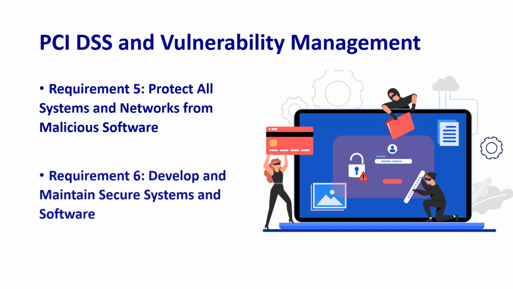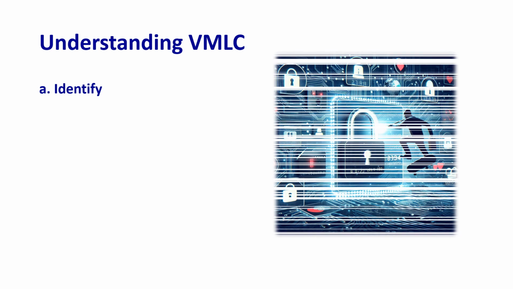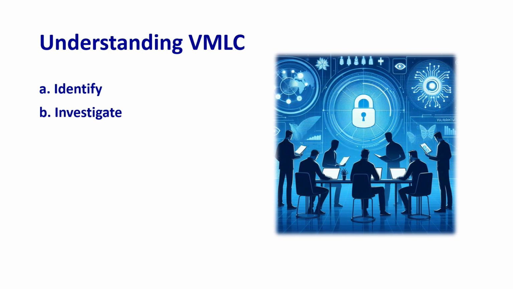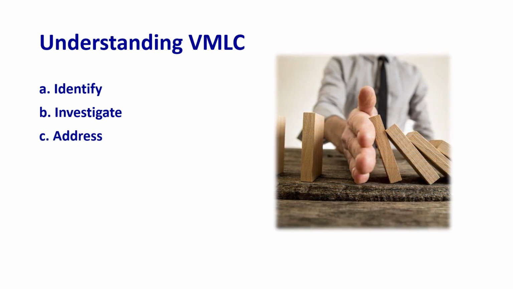The VMLC within PCI DSS involves 4 key stages. A. Identify, discover potential vulnerabilities within the cardholder data environment, CDE, including emerging threats. B. Investigate, determine the scope and impact of identified vulnerabilities, assessing their criticality and potential compromise of cardholder data. C. Address, promptly implement fixes, patches, or mitigating controls to reduce the risk posed by vulnerabilities to the CDE.